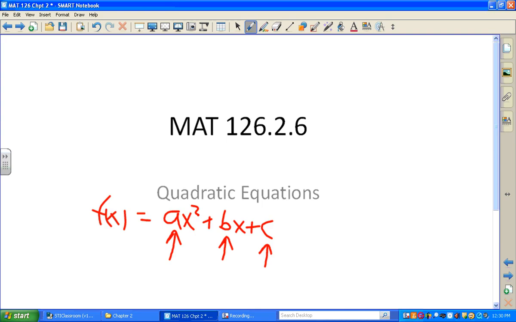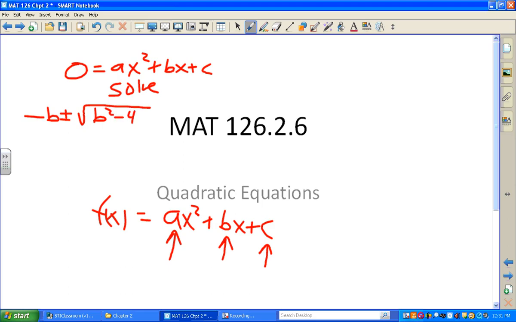All three of them have certain characteristics that we're going to use, whether you have a calculator or not have a calculator. Right now you have the quadratic program. That's for this situation, ax squared plus bx plus c. That's for solving. Opposite of b plus or minus square root b squared minus 4ac over 2a.